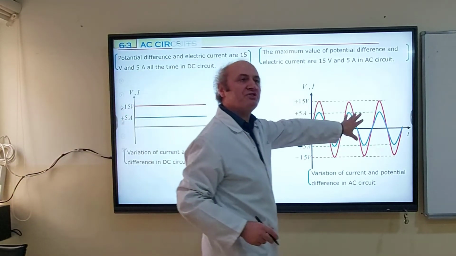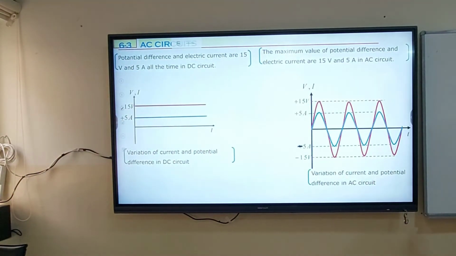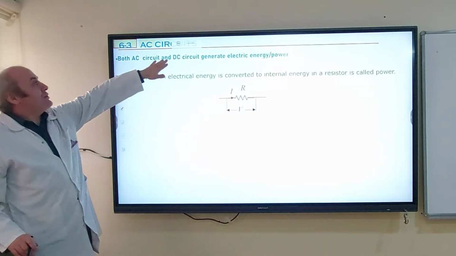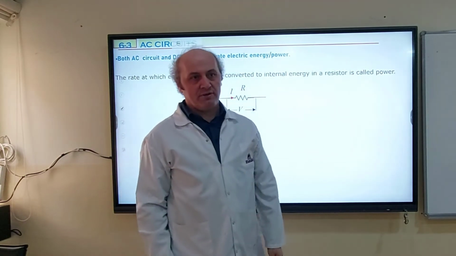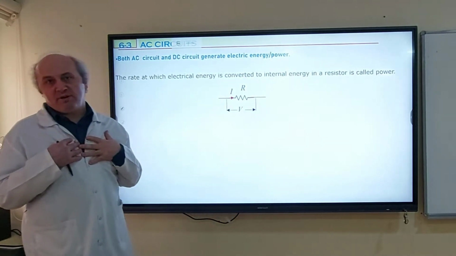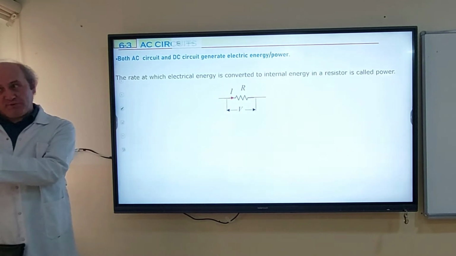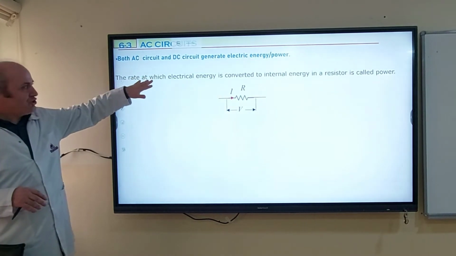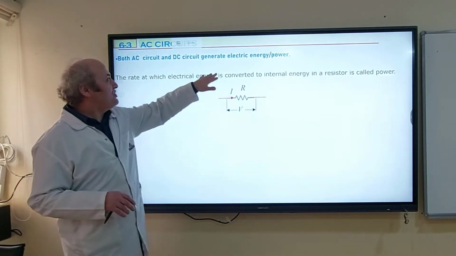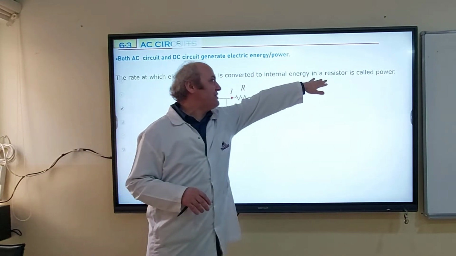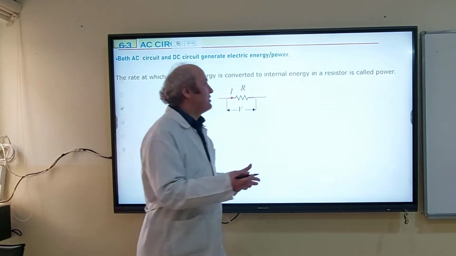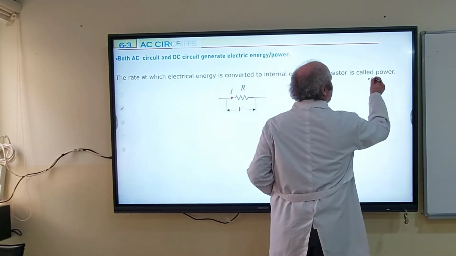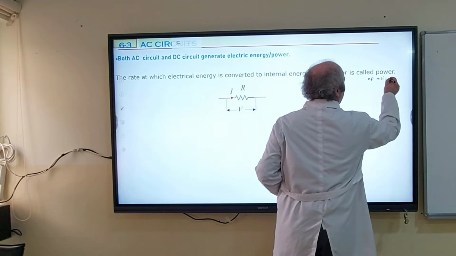This is how we represent electric current and potential difference in an AC circuit. Both AC circuit and DC circuit generate electrical energy and electric power. First, we are going to define what power is. In fact, we defined this before. The rate at which electrical energy is converted to internal energy in a resistor is called power. It defines the power of the resistor. So this is the definition.